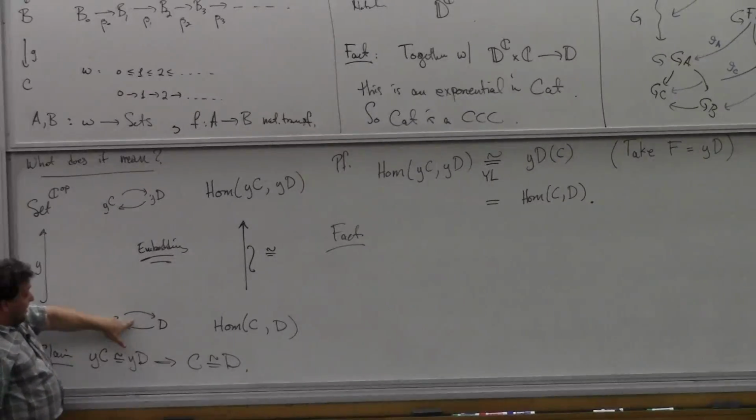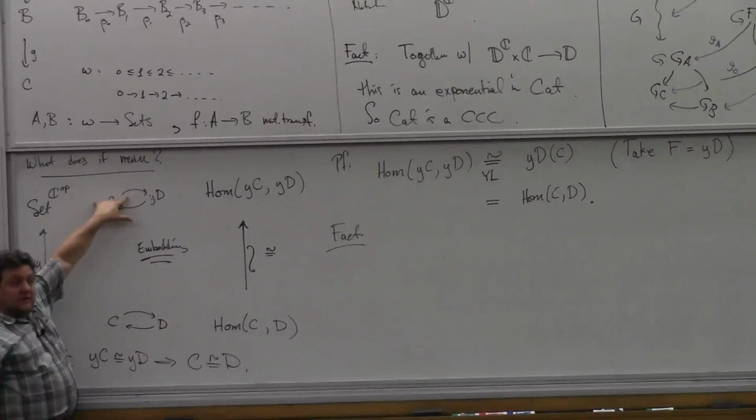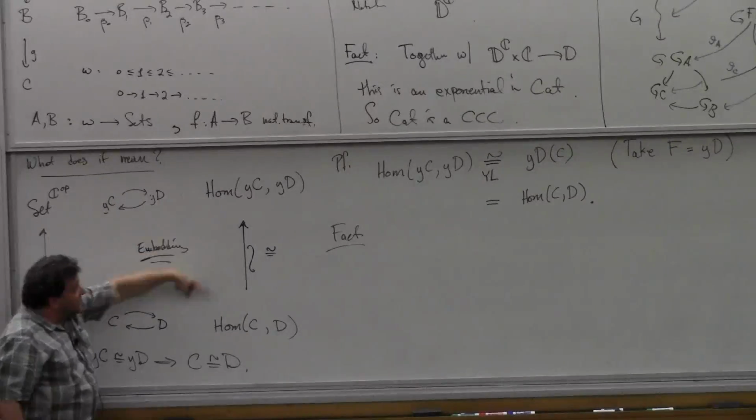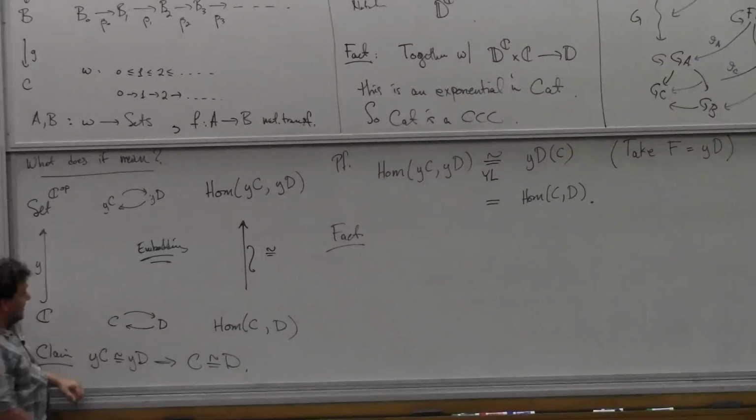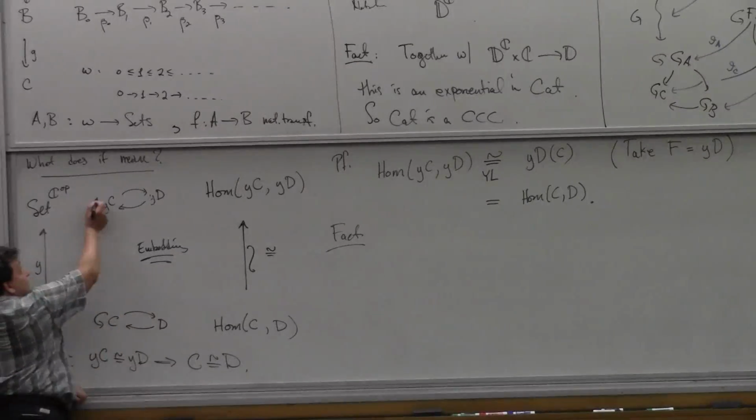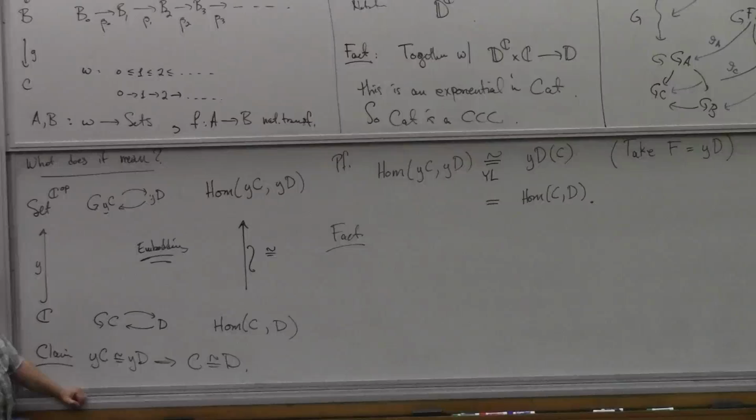But those things now get to be equal up here. And because this is an isomorphism, they must be equal down here. And so the composite down here must be equal to the identity here because it is up there. Good?